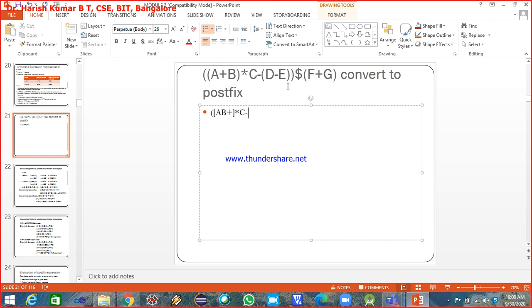So it becomes, I'll put a big bracket, D E minus and close the big bracket, and that small parenthesis I'll write as it is. Next, dollar I'll write as it is. Now again F plus G is inside the parenthesis. I have to evaluate this. I'll write it as F G plus, and I'll close this. This is better than using the mouse to draw. Is this clear?